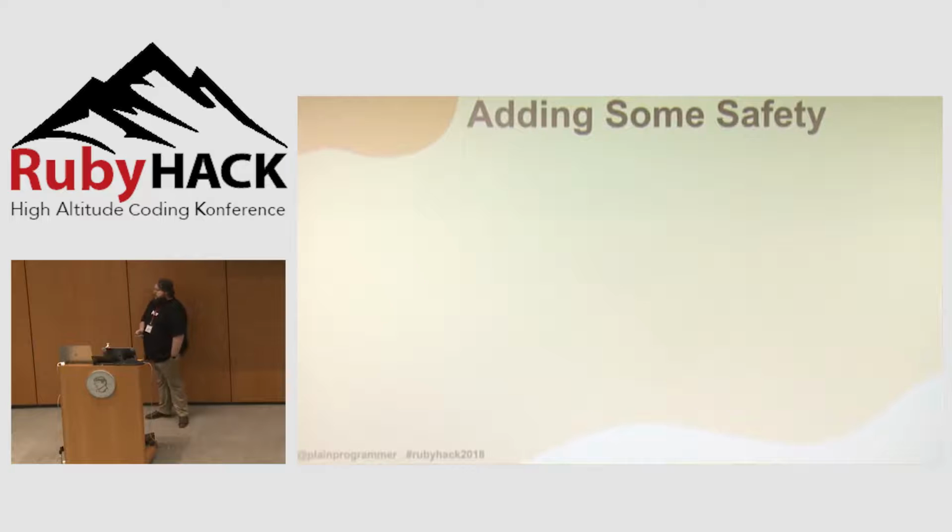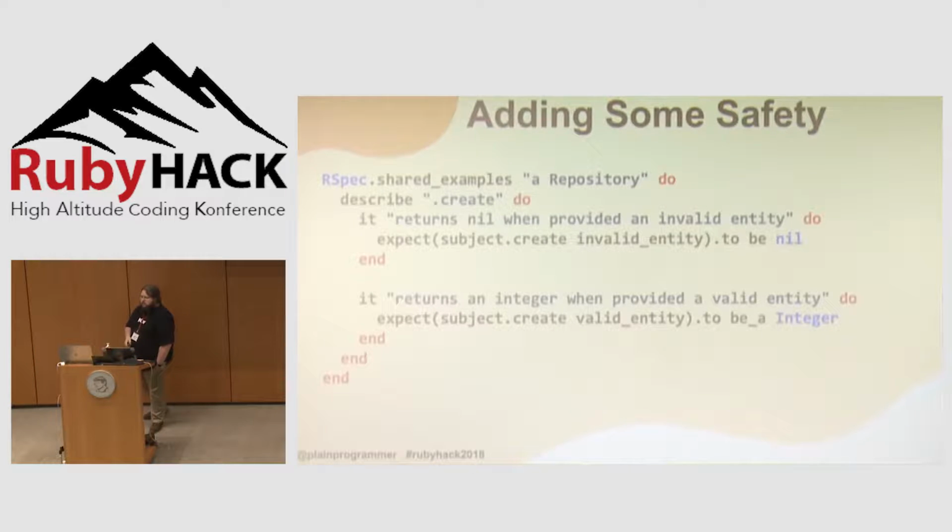If we want to add some additional safety, we can define tests around our create method. And we can say that we expect it to return nil when provided an invalid entity. And so we expect whenever we call our repository class's create method and pass it an invalid entity, which in our case is just an object instance, that we get back nil. And that if we want to get back an integer when provided a valid entity, we are then able to assert that as well. Now, we haven't defined valid entity yet.